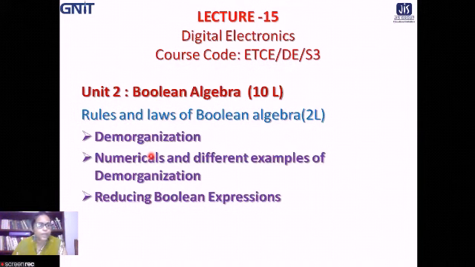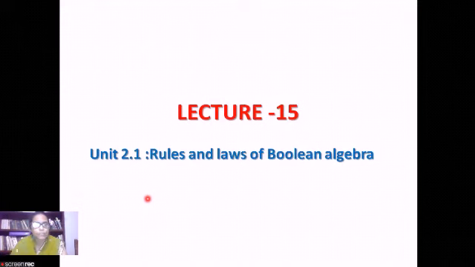While we will be going through the lecture, we will see that there are 2 ways through which we can demorganize an expression, and we will be doing some sums related to these 2 ways of demorganization. Next is reducing the Boolean expressions. This is a very important thing, that how to reduce the Boolean expressions, because already we have studied the laws of the Boolean algebra. Now we will be applying these laws in the Boolean expressions for reducing the Boolean expressions. So moving forward to lecture number 15, which deals with rules and laws of the Boolean algebra.